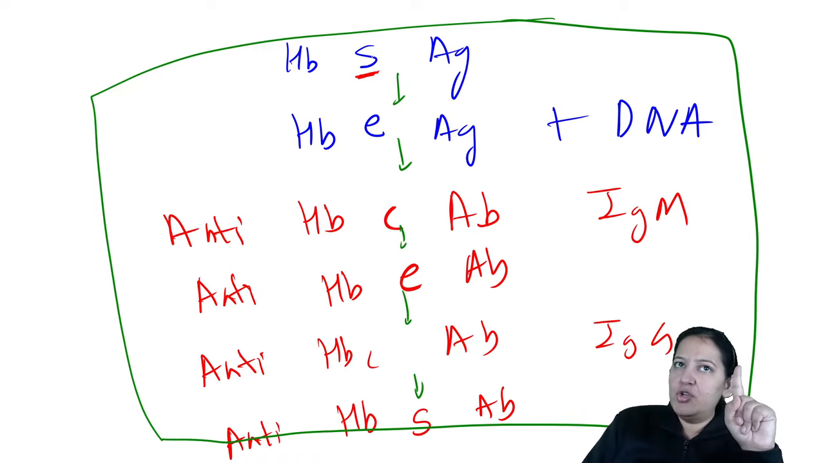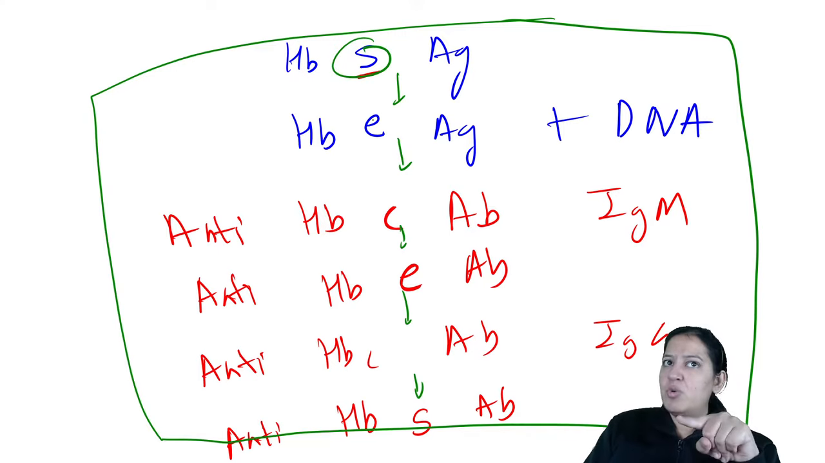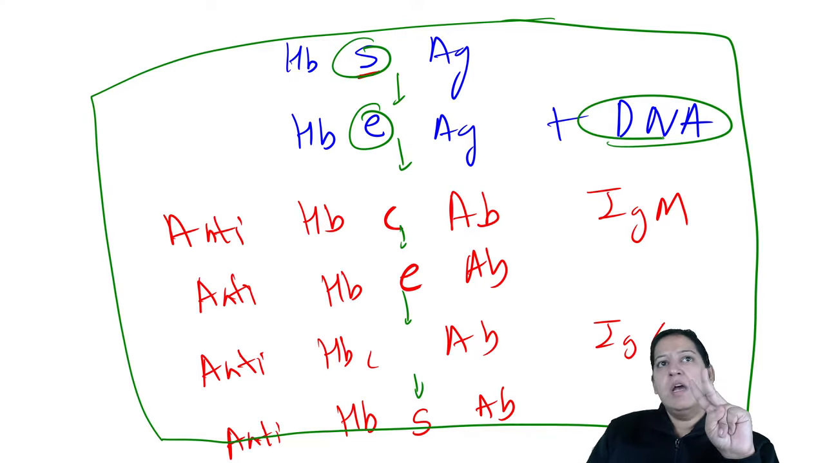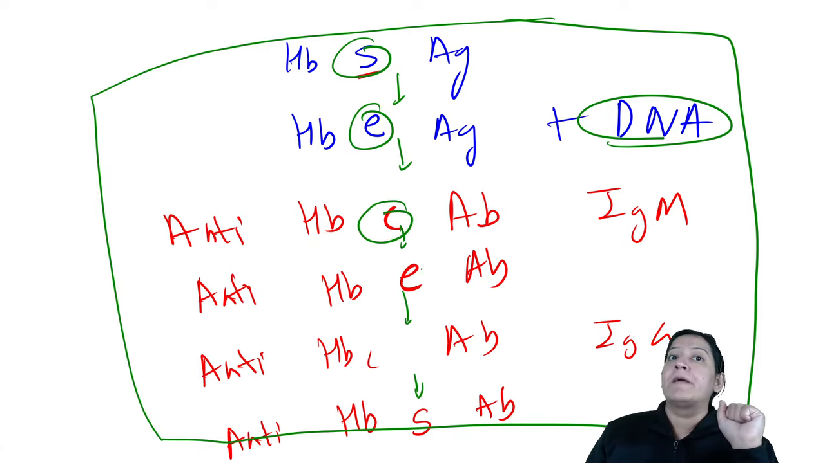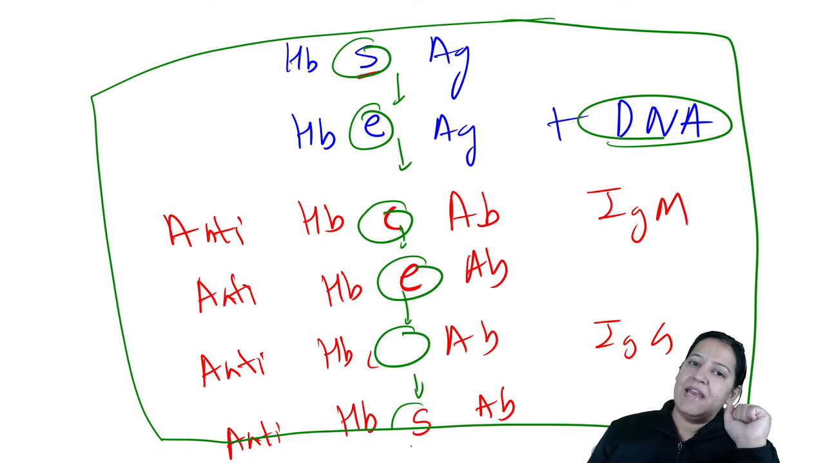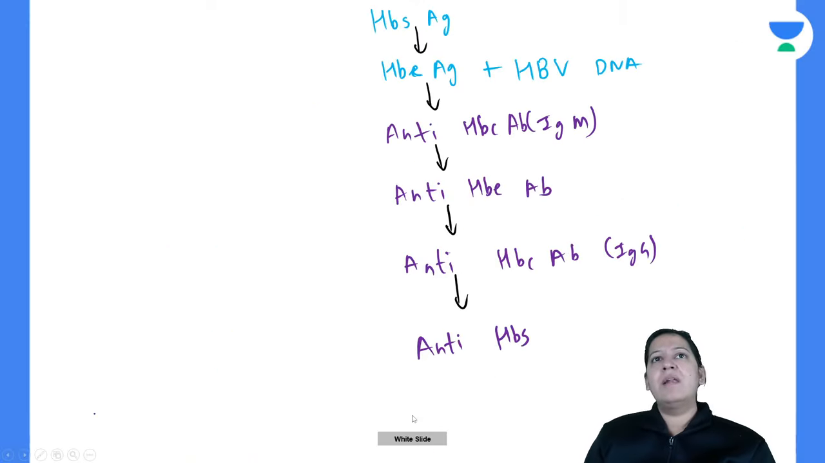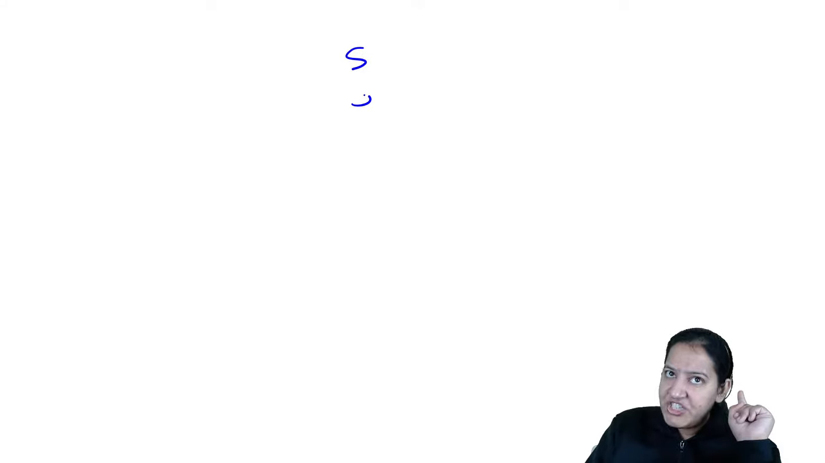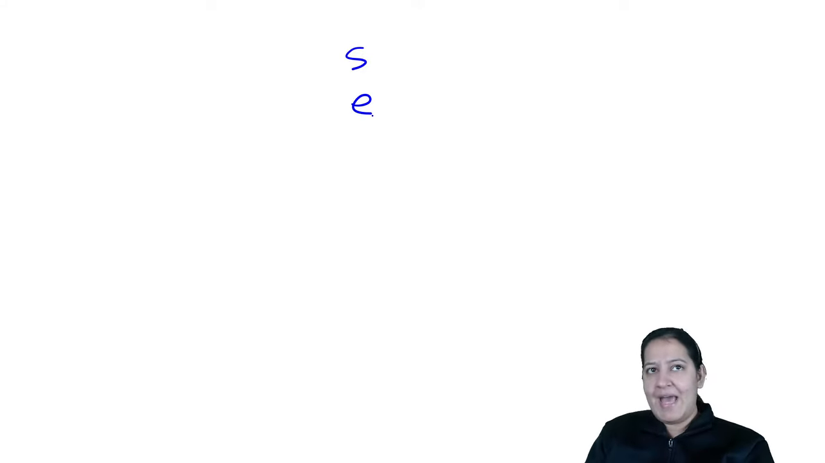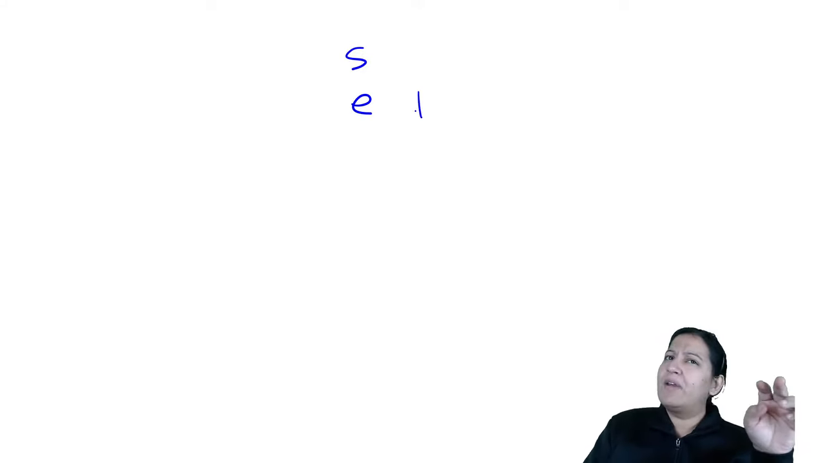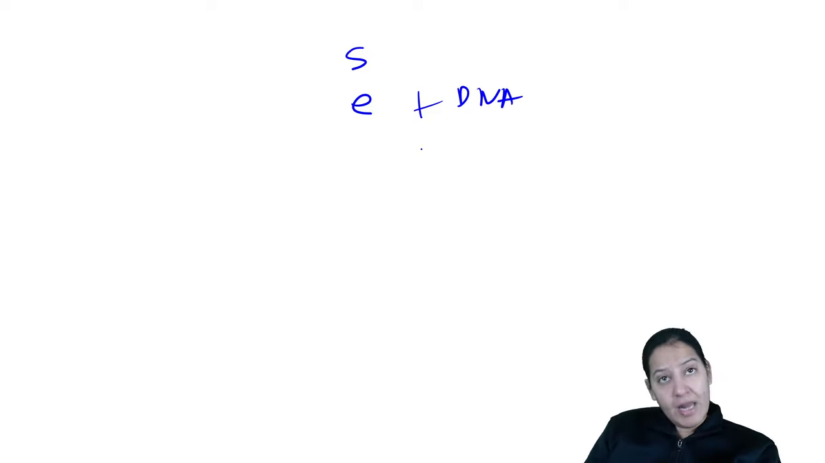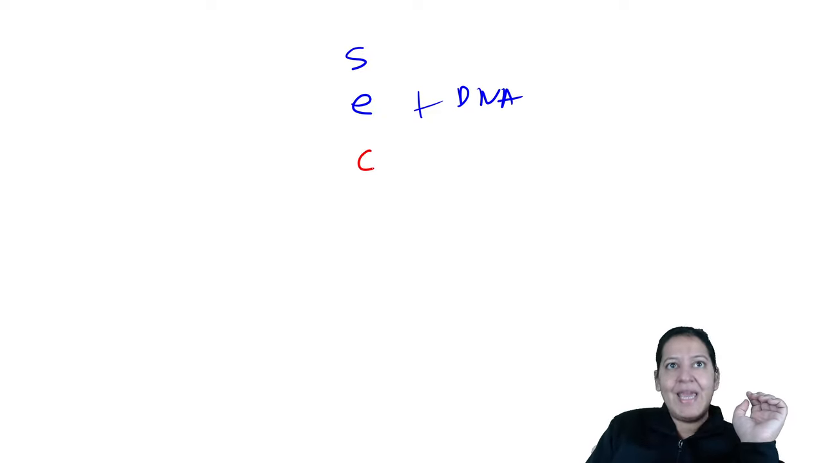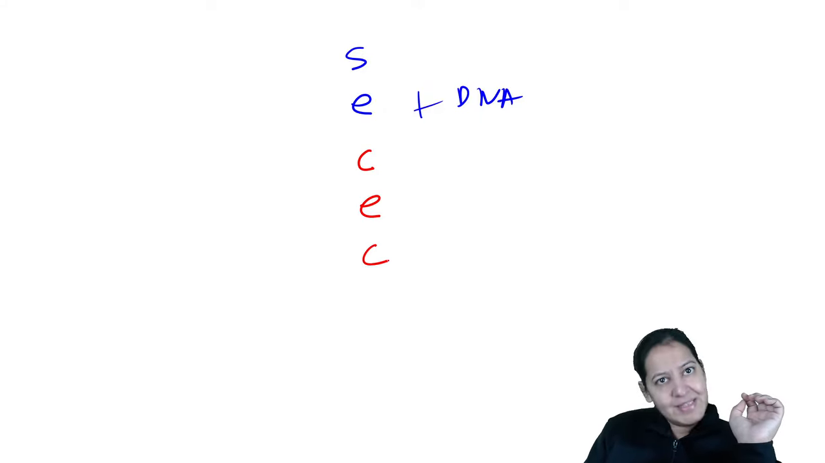So what is the first antigen to come? S. What is the next antigen to come? E along with DNA, right? So antigens are over. Now antibodies. The antibody sequence is first C, then E, then again C, then S. So what is the final sequence of antigen and antibody you can learn? Antigen S, then antigen E, and you can always write DNA with E. Always remember. Now the antibodies: C, then E, then again C, then S.